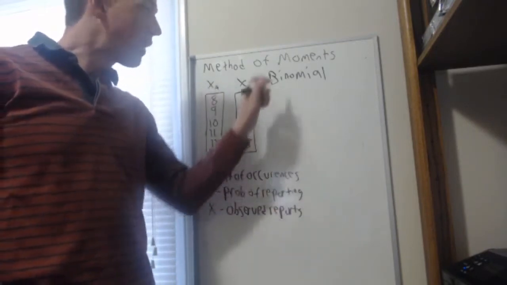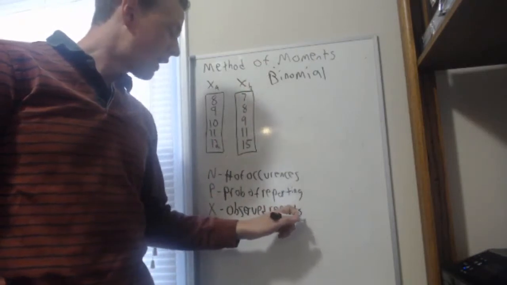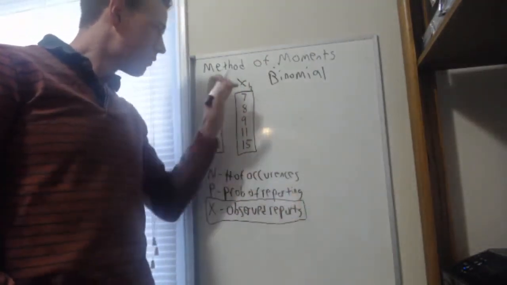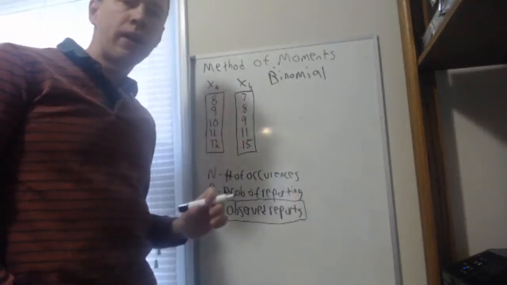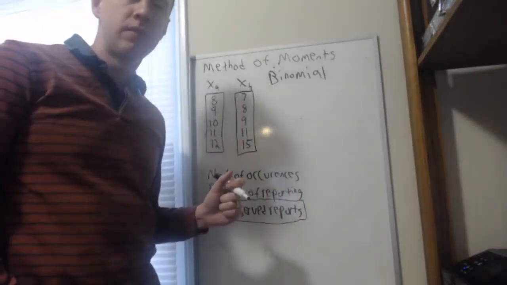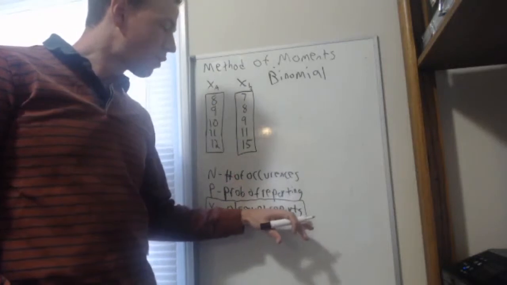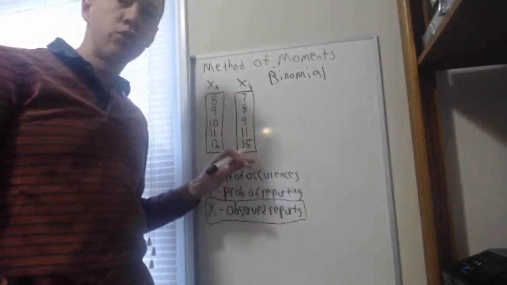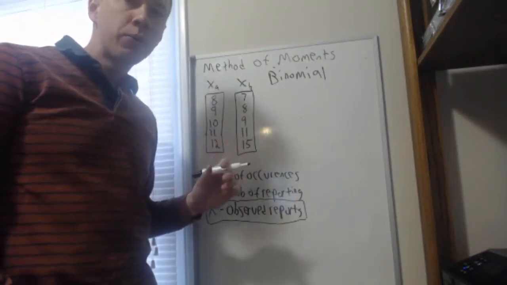But what the method of moments does is it's going to let us take this single number and then back out what n and p are most likely to be. So we take a single vector of data, a single column of data, and then we're able to get two parameters from it. And so how do we do that?